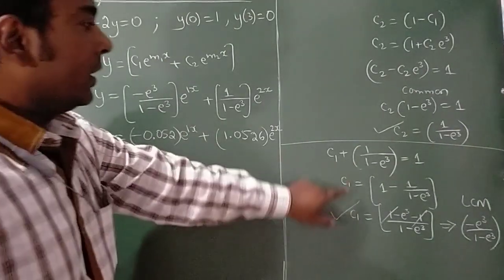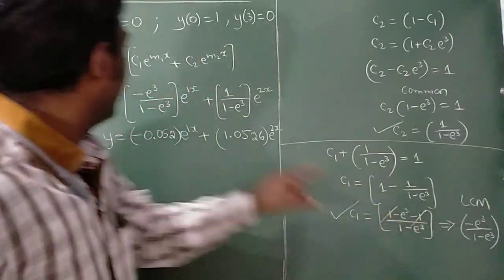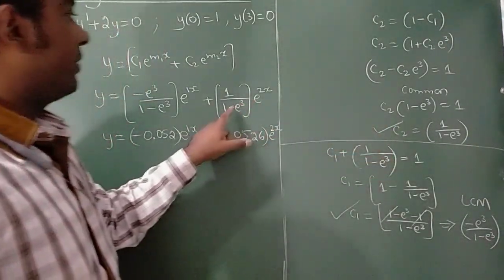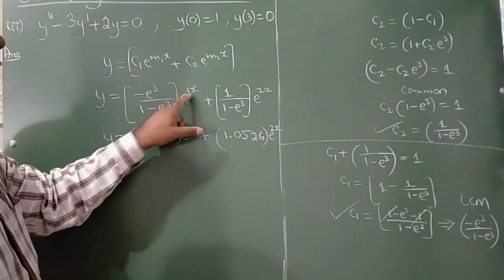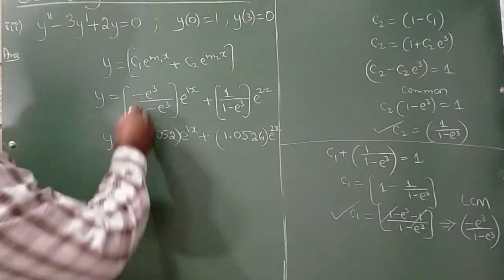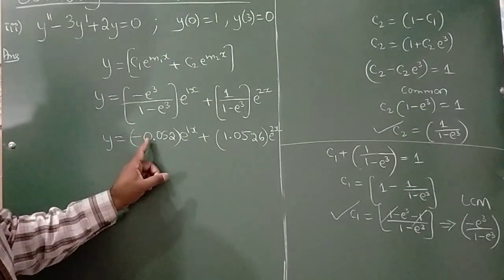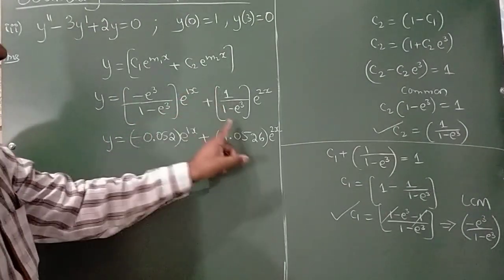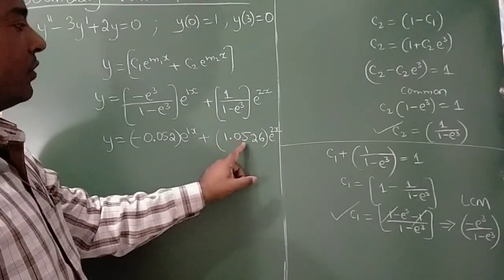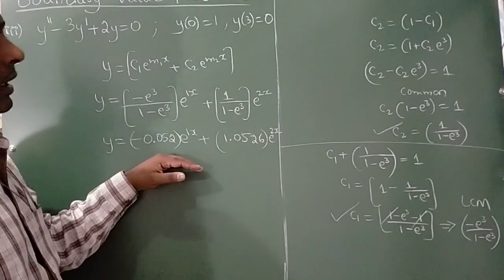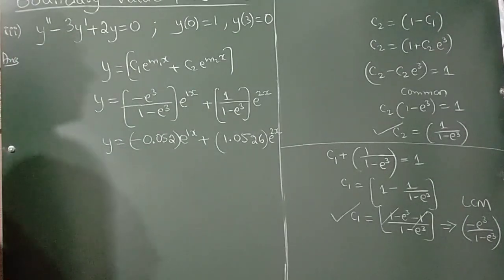Now C1 value I have written here. Now C2 value I have written here. Now M1 was 1, M2 was 2. So if you calculate this in the calculator, you will get minus 0.052 e raised to 1x, plus, if you calculate this, you will get 1.0526 e raised to 2x. This completes your third answer.